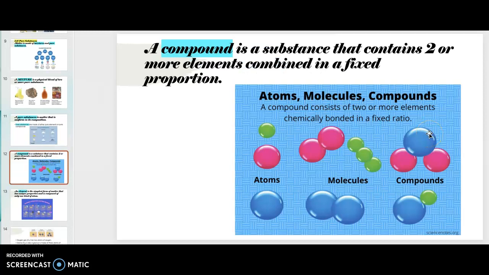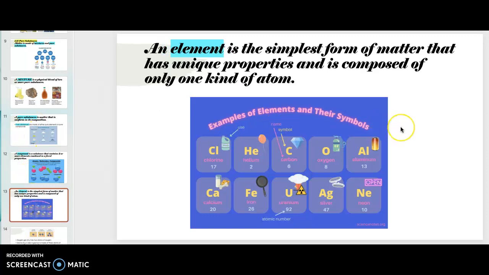So looking at elements and compounds, the differences between them. A compound is a substance that contains 2 or more elements combined in a fixed proportion. We'll look at some examples of compounds in a moment. Whereas an element is the simplest form of matter that has unique properties and is composed of only one kind of atom. And this is what makes up our periodic table. Every element on the periodic table is a pure substance.